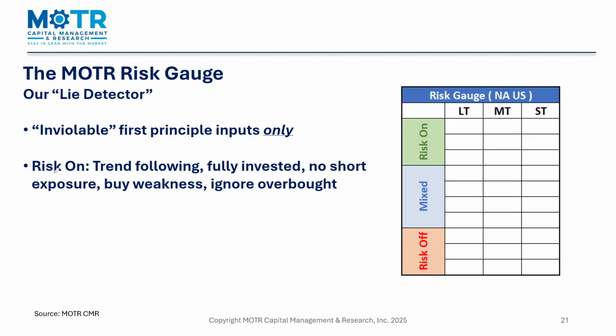And when we're in risk on, we want to focus on trend following, which means just basically buy and hold the trend as long as you can, stay fully invested, no short exposure in a bull market. When you're in risk on, you want to be buying weakness and you want to be ignoring overbought. Overbought's good in a bull market. It's the reason you got long to begin with. You know, the more overbought, the better. So the risk gauge will look something like this.